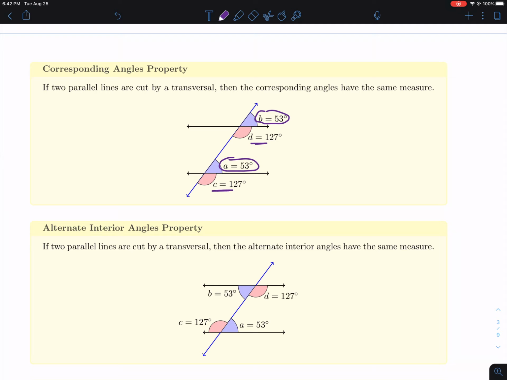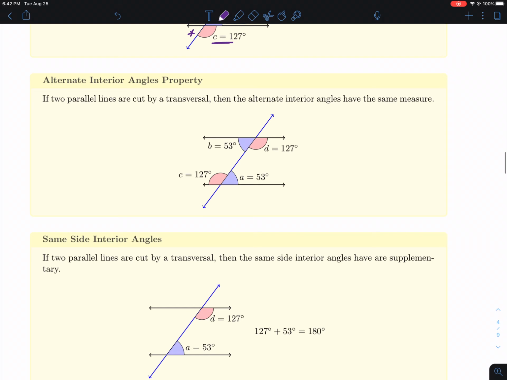It's true with these up here, I just didn't color them in, but this guy here is going to have the exact same measure as that guy, which turns out to be 127 degrees. And then this X, or this little star, is going to have the same angle as that guy, and it turns out it'll be 53 degrees. Again, we're going to use this later when we're doing some problem solving stuff, so keep track of that, keep it somewhere where you can access it.